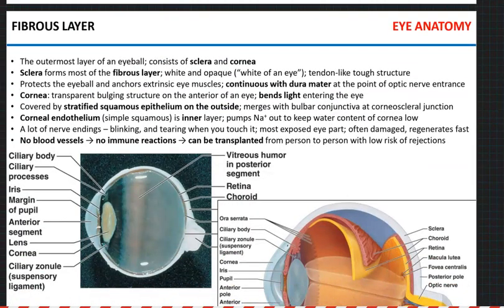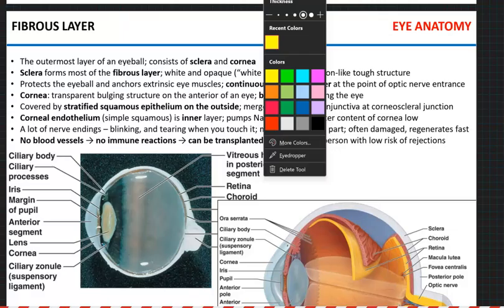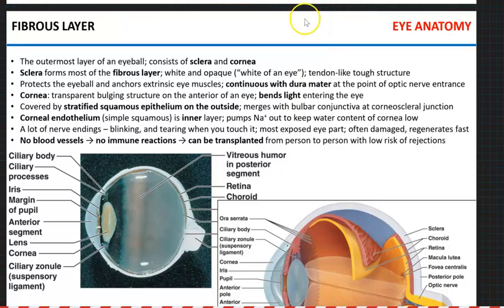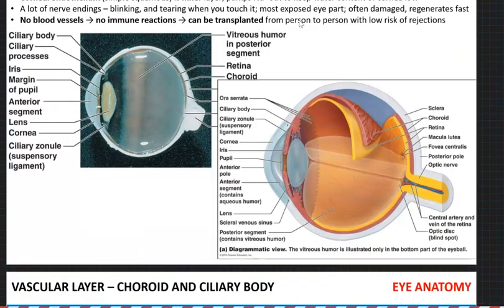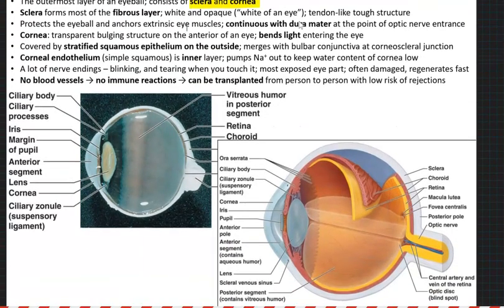So the eye, the eyeball, consists of three layers: fibrous, vascular, and neural. The fibrous layer, as you can guess from the name, consists for the most part of connective tissue. It consists of two parts, sclera and cornea. So sclera is the white of the eye.